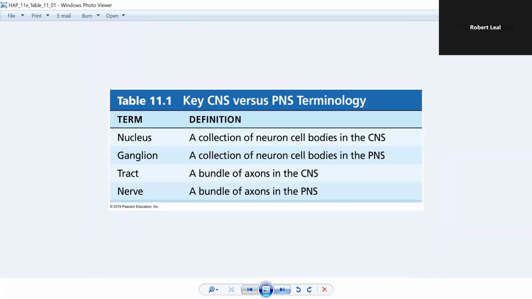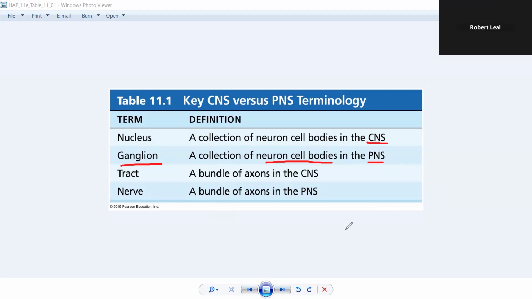Some definitions here. What is a nucleus? Well, no, it's not the nucleus inside the cell that contains DNA. For whatever reason, in this chapter, nucleus is referring to the cell bodies of neurons located within the brain or spinal cord. And the brain or spinal cord, again, is the central nervous system. Vice versa, let's say you have a collection of cell bodies of neurons, but outside the spinal cord, then it's referred to as ganglion. That will be located in the peripheral nervous system outside the spinal cord.